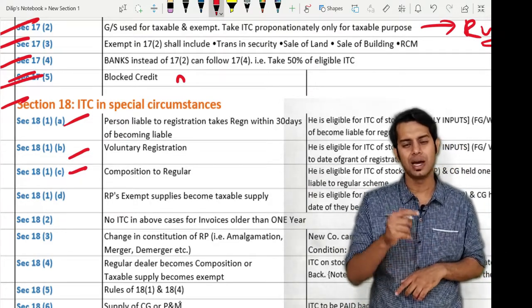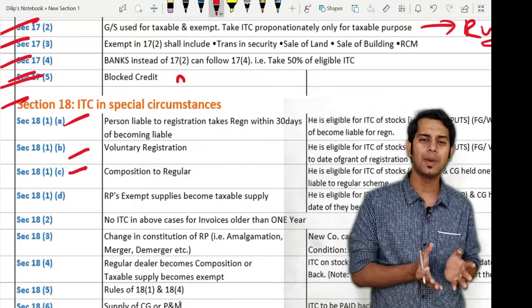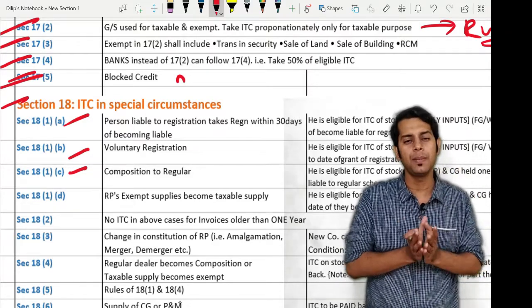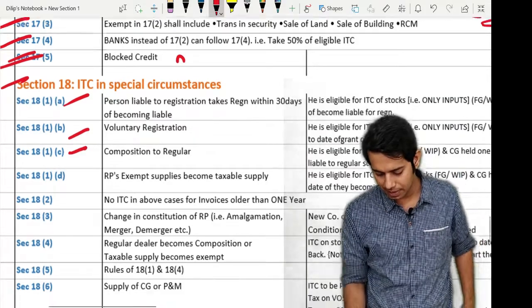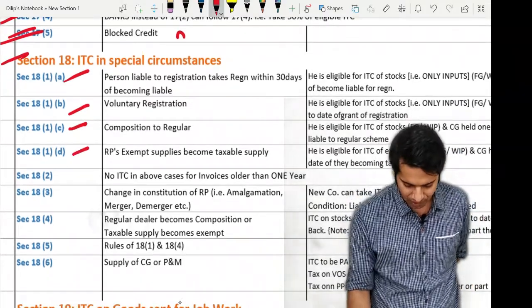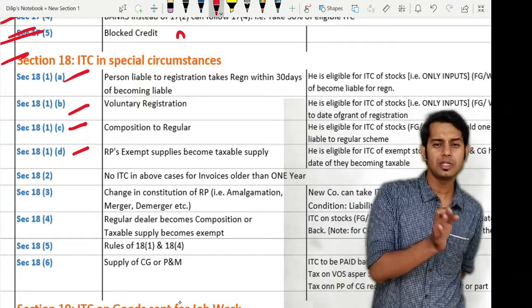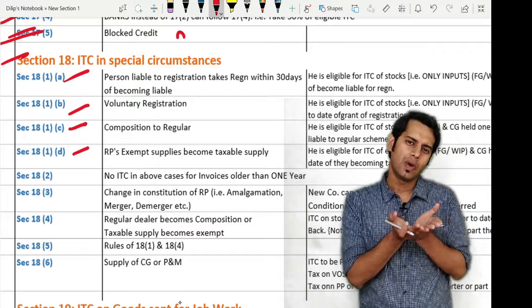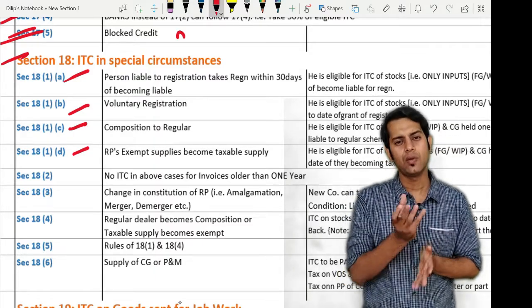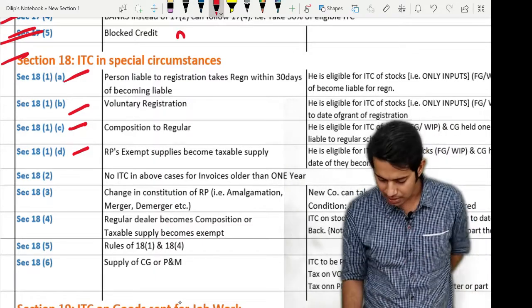18(1)(c). A composition dealer becoming a regular dealer: ITC can be taken on all the stock held by him and also the capital goods one day prior to his becoming a regular dealer. 18(1)(d). If exempt supplies become taxable supplies, ITC can be taken on whatever stock is there one day before it becomes taxable, and whatever capital goods are there one day before it becomes taxable.